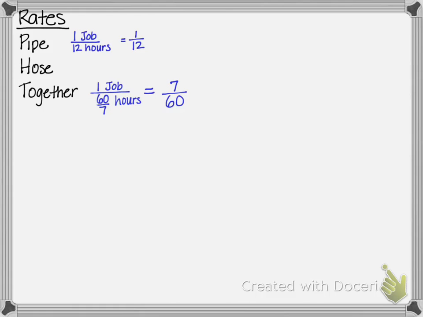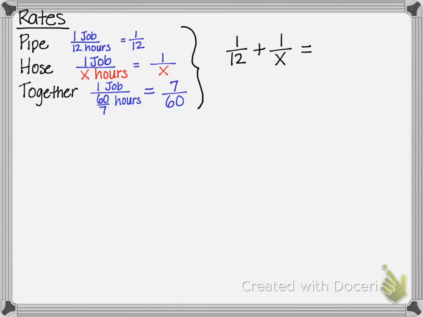Now we still have the rate for the hose. The hose is the unknown. It's one job in x hours, which is a rate of 1/x. So we're here to figure that one out. We're going to look at how we can combine these three different rates. We have the individual rate of the pipe, the individual rate of the hose, and then the rate of them together. Well, if we add the rate of the pipe to the rate of the hose, we're going to get the rate of them together.